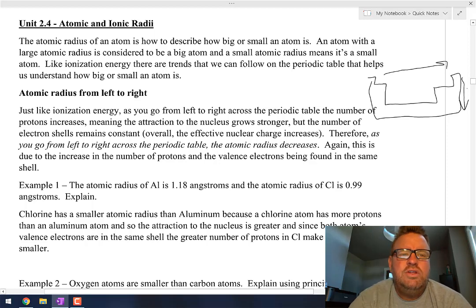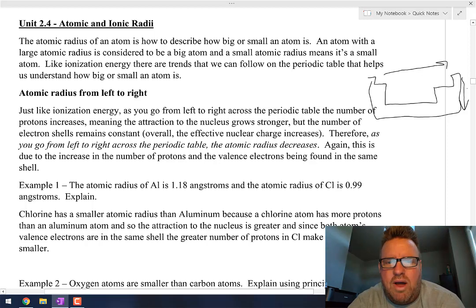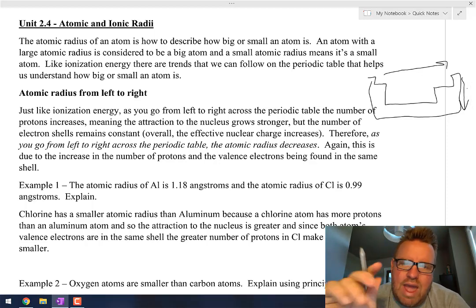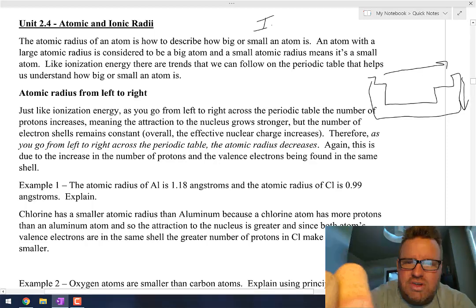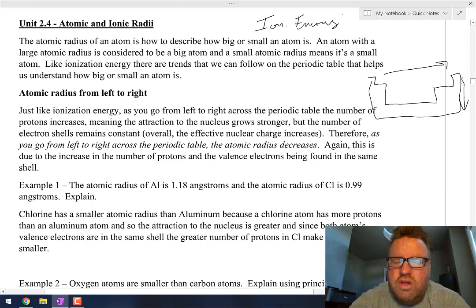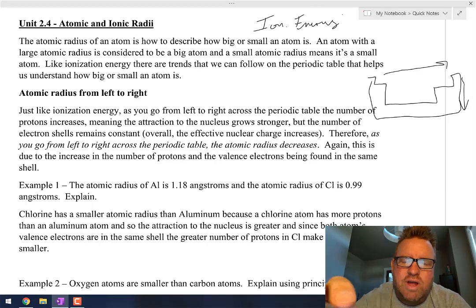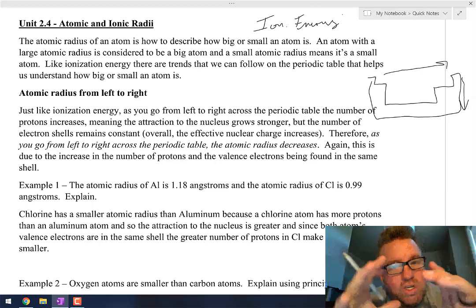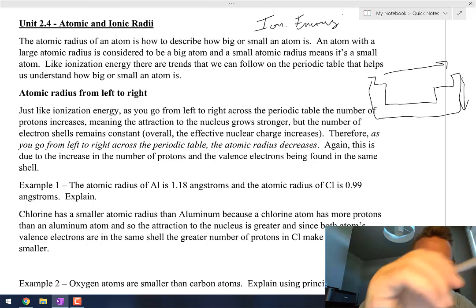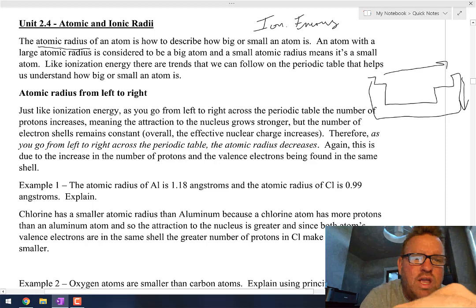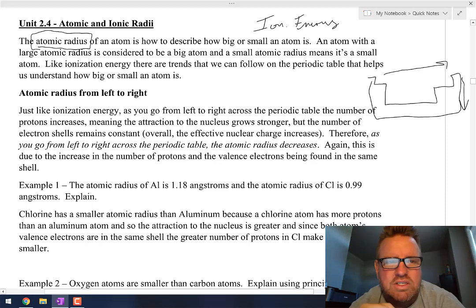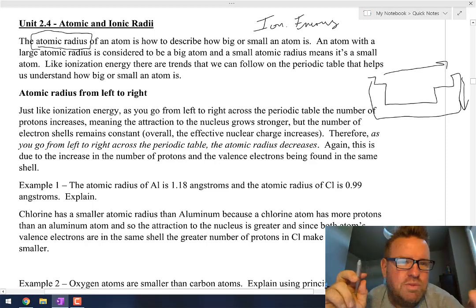So the next pattern that we're going to talk about does not have to deal with adding electrons or taking electrons away. When we talked about ionization energy, we were talking about how much energy it took to remove an electron from an atom. The next thing we're going to talk about is how big or small an atom actually is. And when we talk about how big or small an atom is, we're talking about its atomic radius. So again, let's break those words apart.